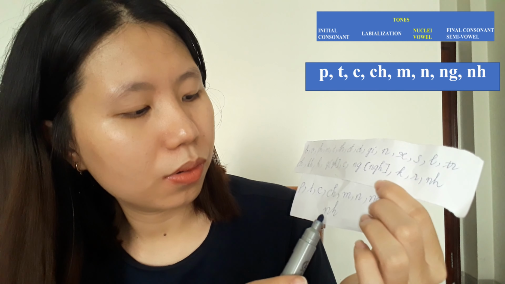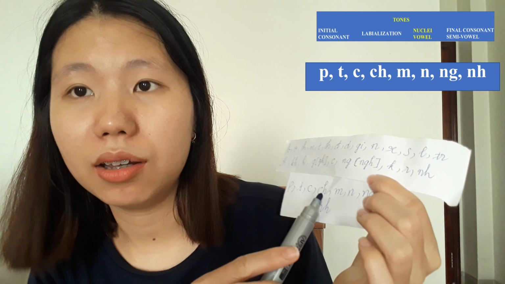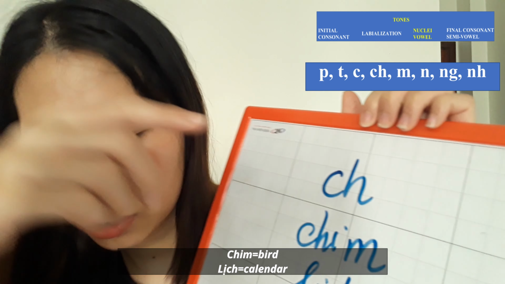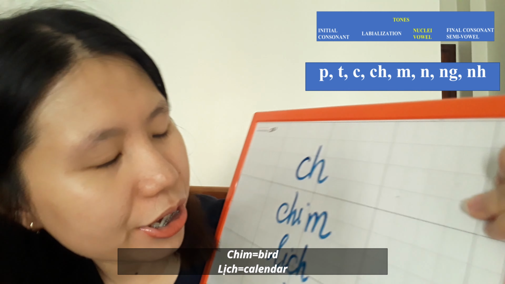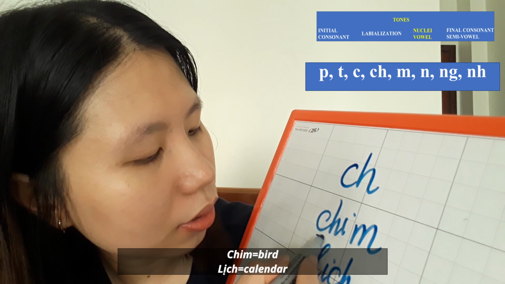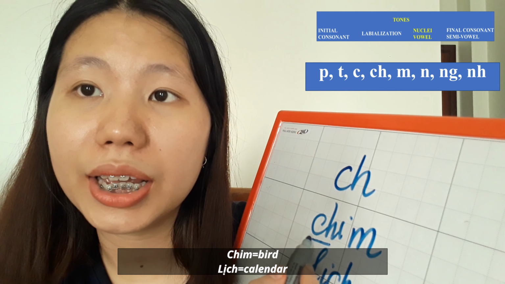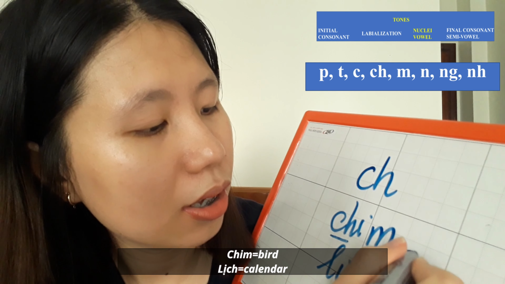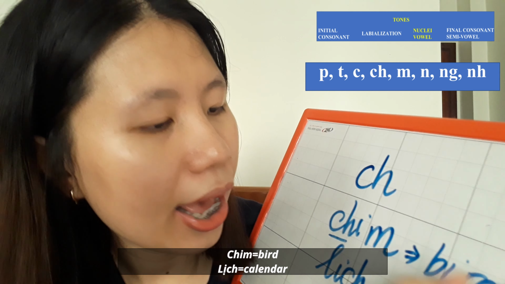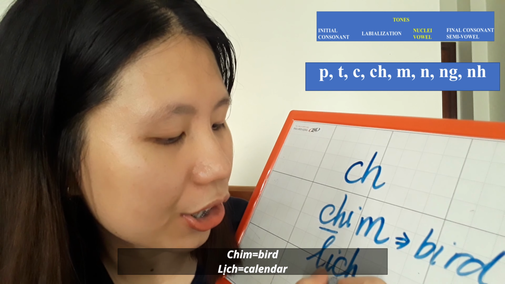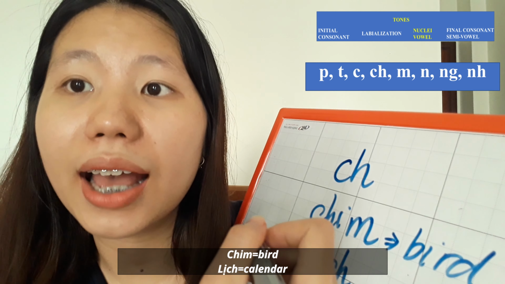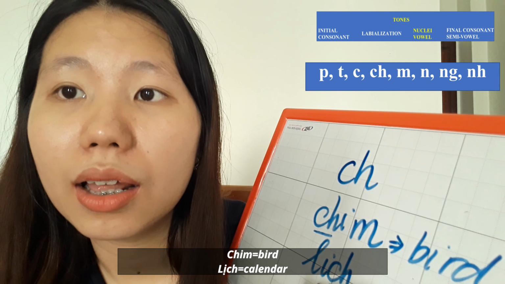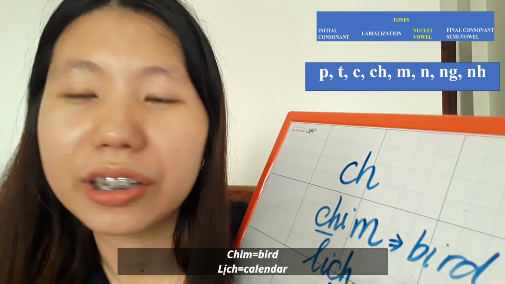Now I will give you an example of the sound ch. For the sound ch, you can see I've already written 2 words here. For the first one, ch is an initial consonant. It's at the beginning of the word. Chim, it means bird. And for the second word, ch is a final consonant. It's at the end of the word. Lịch, it means calendar.